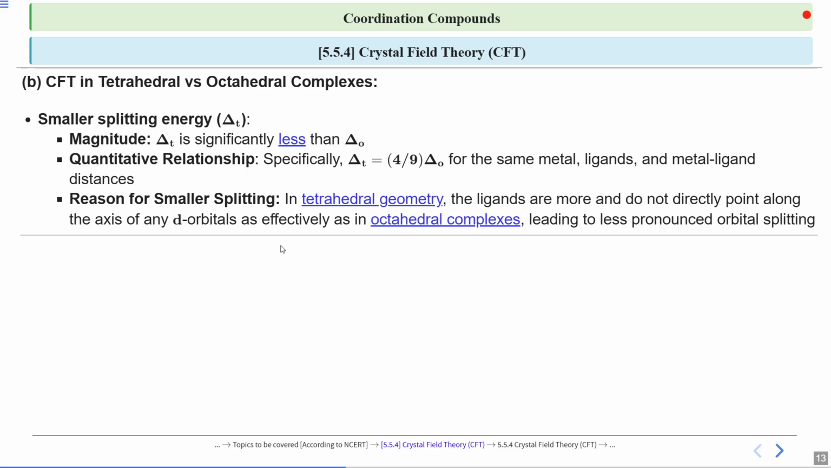In the octahedral complexes, the overlap between the d orbital lobes and the ligands along the same axis is very efficient. But in the tetrahedral complex, this positioning of the ligands along the axis of any d orbital is not as effective. This leads to less pronounced orbital splitting, so the splitting is lesser compared to octahedral complexes. This is the reason behind the smaller value of delta T than delta O.